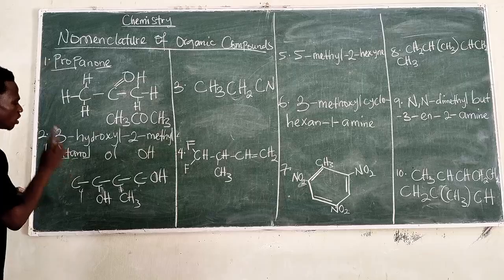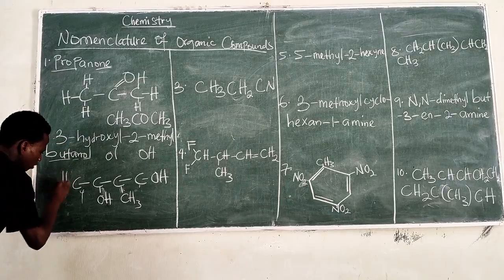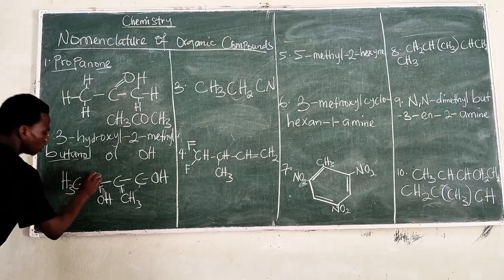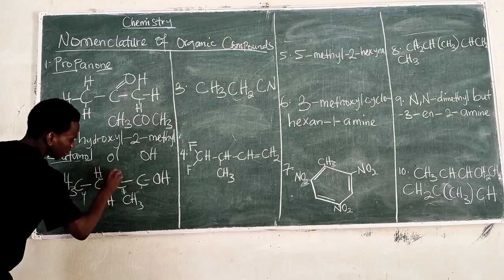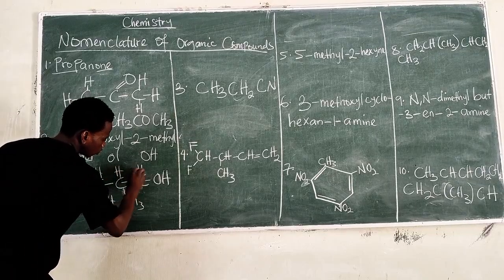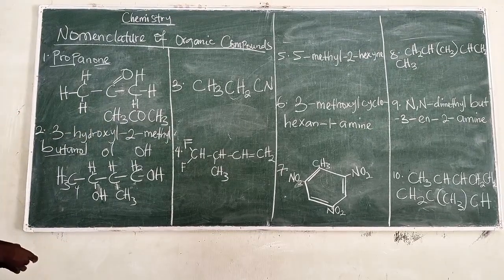So the first carbon is bonded to one carbon. It has just one bond, so it needs 3 more hydrogens to complete. This is bonding to 1, 2, 3, so it needs just 1 more hydrogen. This is bonding to 3, it needs 1 more hydrogen. This is bonding to 2, it needs 2 more hydrogens to complete its shell.